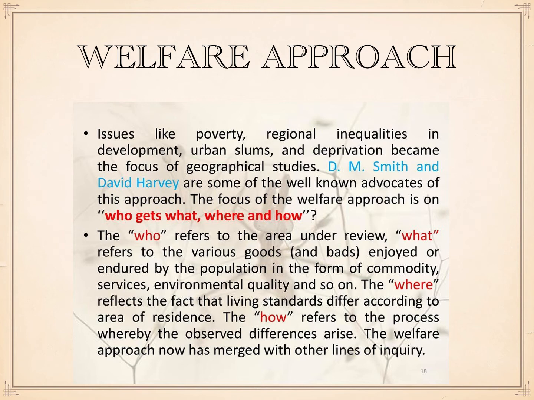The focus of welfare approach is who gets what, where, and how. If you talk about who, it refers to the area under review, it refers to the people of that region. What refers to the various goods or services enjoyed or endured by the population in the form of commodity, services, environmental quality, and so on. The where reflects the fact that the living standard differs according to the area of residence. Some people or some regions have high standard of living and some places have a poor standard of living. The word how refers to the process whereby the observed differences arise.